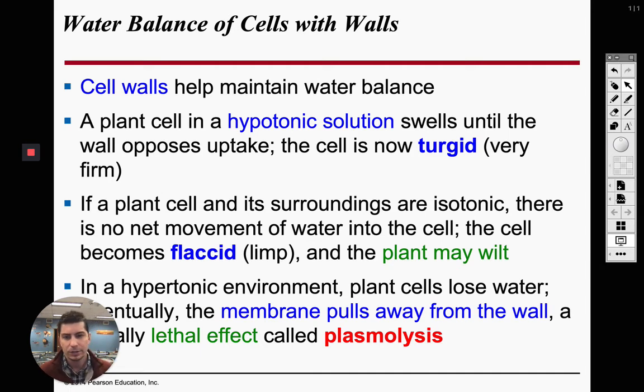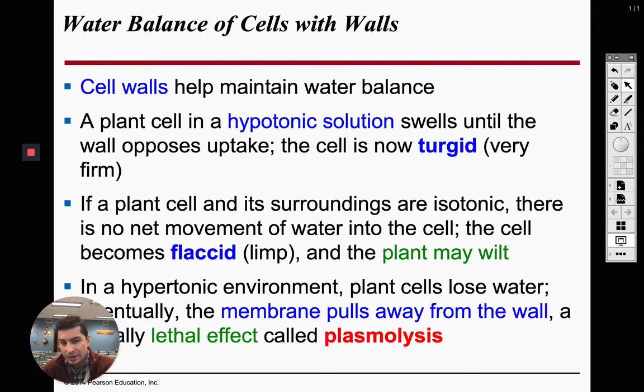Okay, some vocab words here. If we put a plant cell in a hypotonic solution, meaning the cell is hypertonic, that means that cell will get bigger, all right? And it'll get so big until the cell actually resists taking any more water in. So the cell is nice and plump if it's in a hypotonic solution. We call that cell turgid, okay? So it's filled with water.